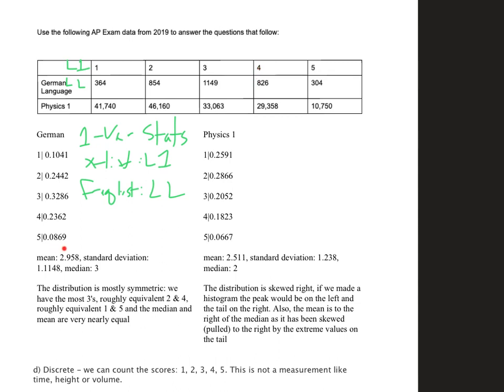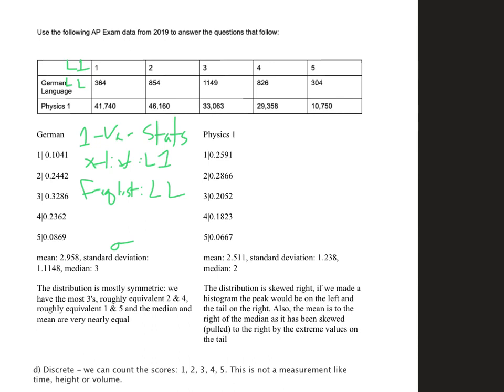And then the calculator is just going to give you these values. Make sure for the standard deviation for this problem that you're using the population standard deviation, which is the sigma, not the S. The S is for sample, and that would be if we had a small sample of the German language students or a small sample of the Physics 1 students. But we don't. We have all of them. We have the whole population. So make sure you choose that population there.